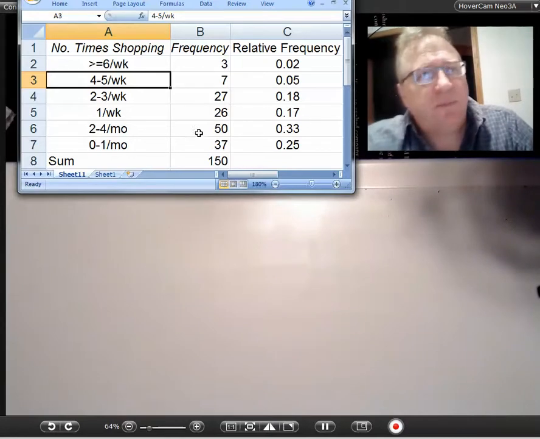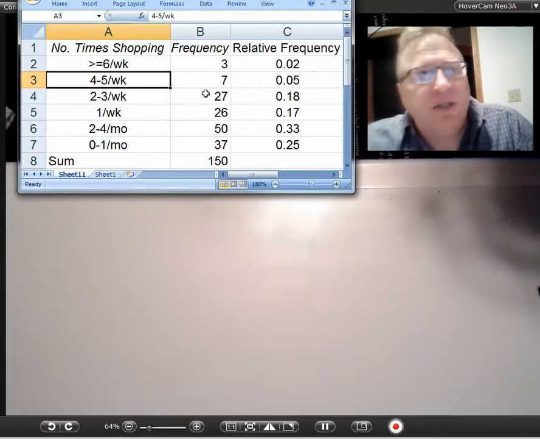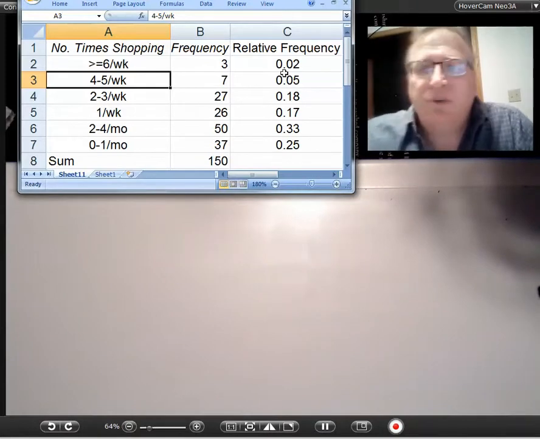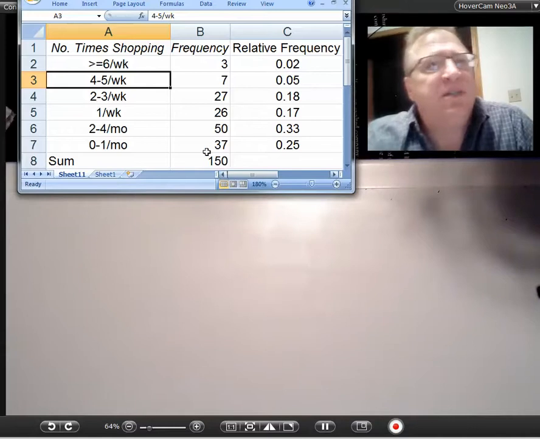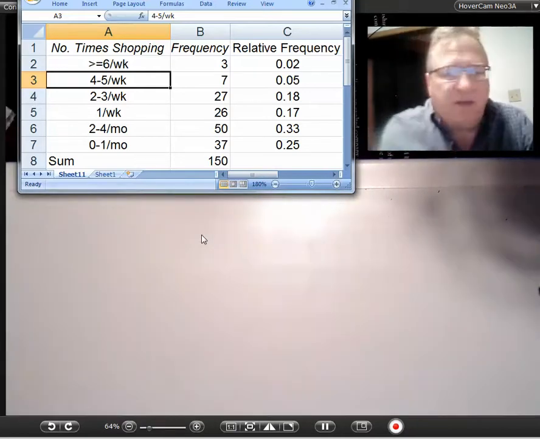And we had these values in here before. This is our frequency distribution that we generated using our shopping data. And I calculated what's called a relative frequency, where I simply took the frequency and divided by the total number of surveys, 150 of them.